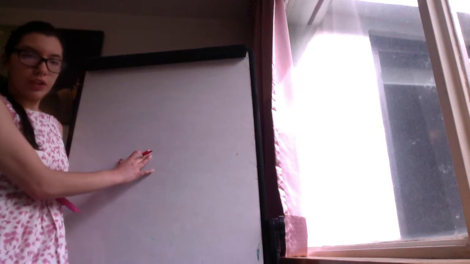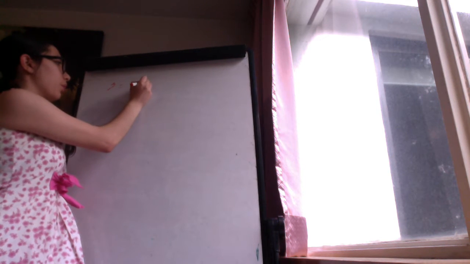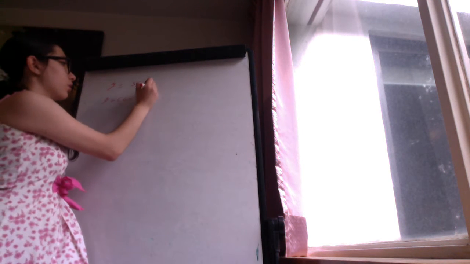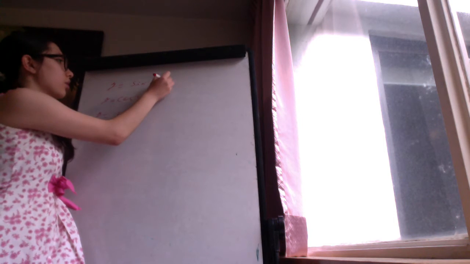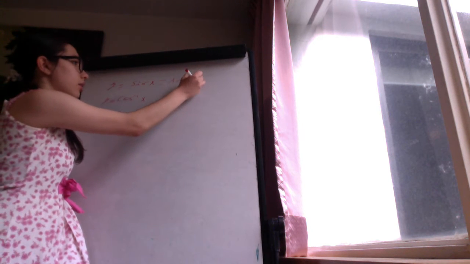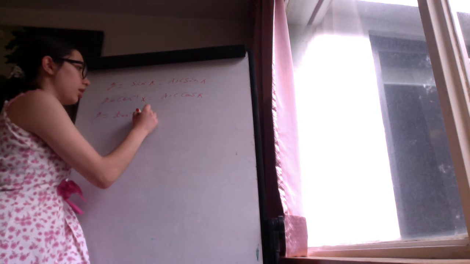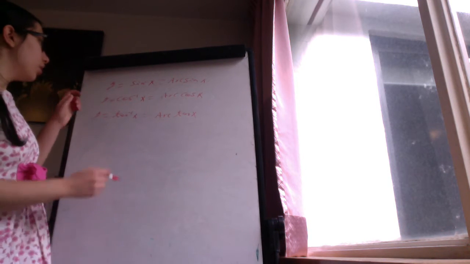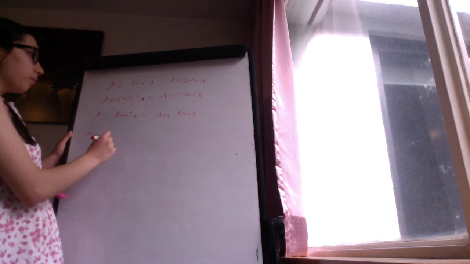Now we're going to see the derivative of inverse trigonometric functions. So we have y equals sine to the minus 1 of x, y equals cosine to the minus 1 of x, and y equals tangent to the minus 1 of x, or arc sine x, arc cosine x, and arc tangent x. Alright, so beginning with the first one, we can put x equal y.